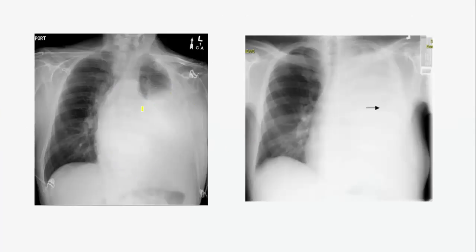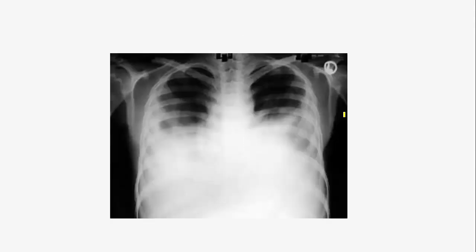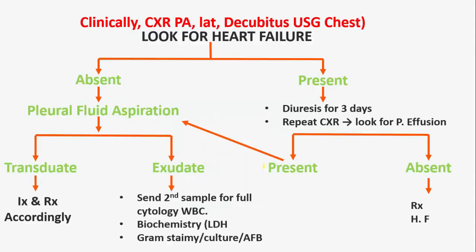We see that this is an effusion covering the lung, and the lung is just white out. This is bilateral pleural effusion. So what is the approach to find the cause?